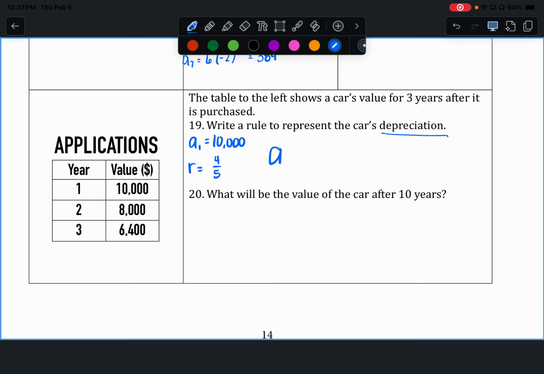Now, we're going to write our rule, because it just says write a rule to represent it. So we're going to do the generic. So it'd be 10,000 times 4/5 to the power of n minus 1.